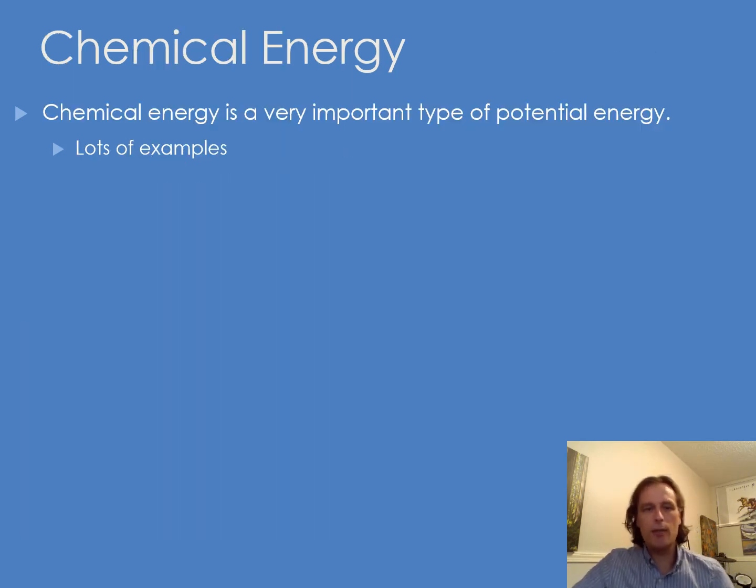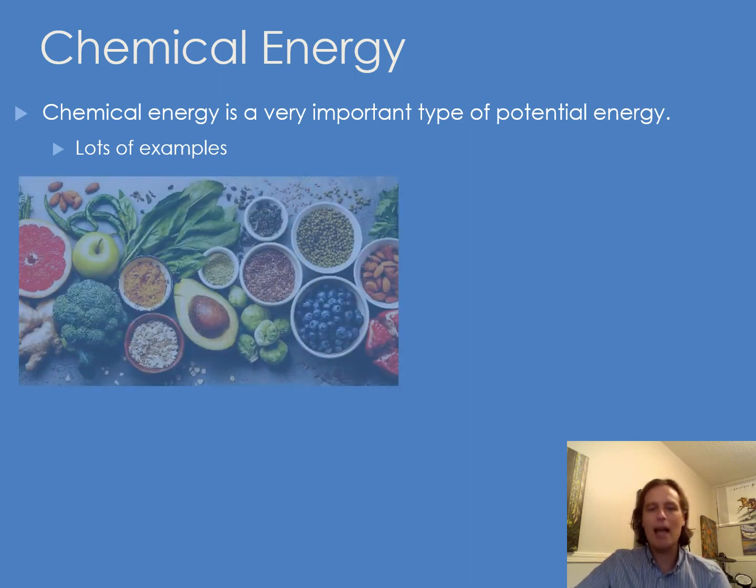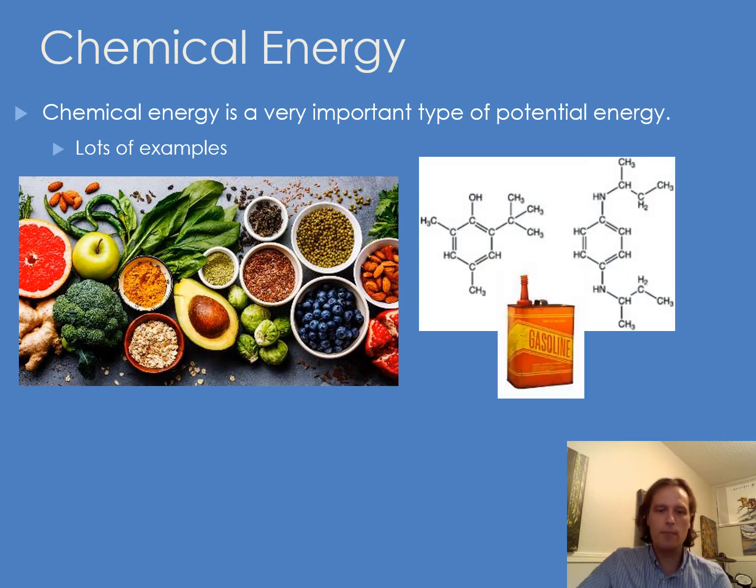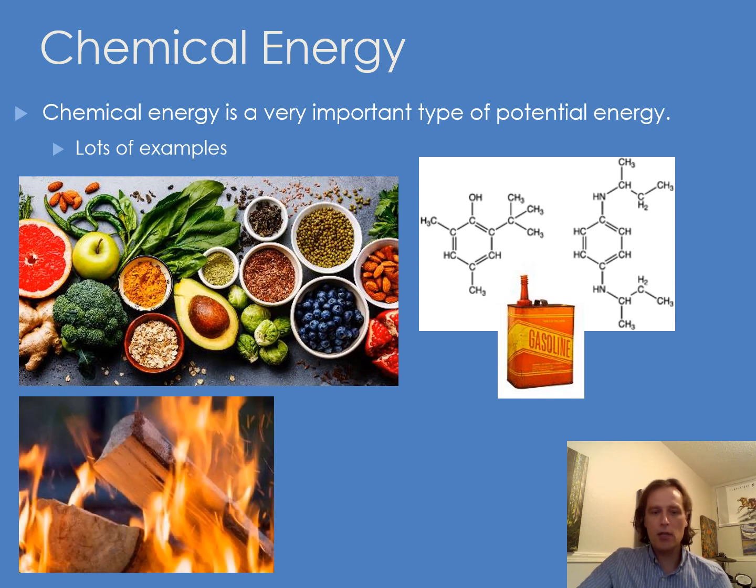Chemical energy. Chemical energy is a very important type of potential energy, and there are lots of examples. So food is a type of potential energy in the form of chemical energy. You can eat it and then use it to go on a bike ride. This is just a molecular form of gasoline. You can burn it to produce heat. You can burn it to get work done, i.e. drive a car. This is potential energy.